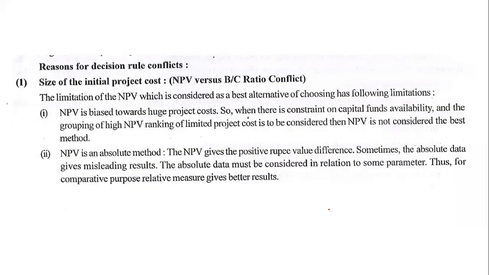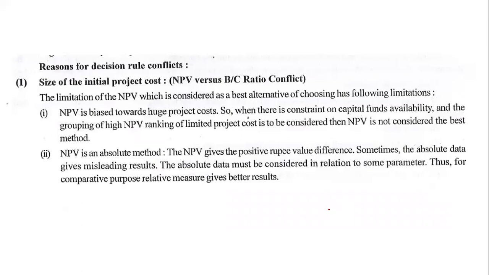So let's start the next topic, which is the reason for the decision rule conflict. Size of the initial project cost means net present value versus BC ratio conflict. The limitation of net present value, which is considered the best alternative for choosing, has the following limitations. The net present value is biased towards huge project cost.